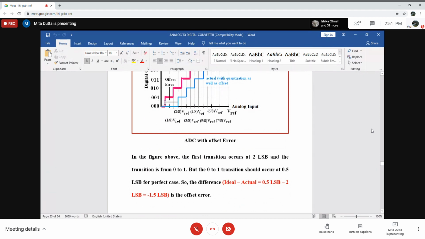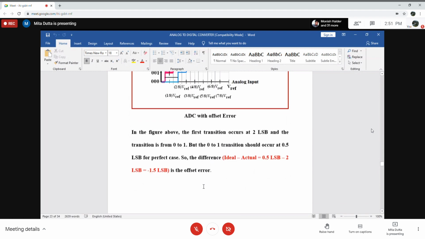In the ideal case, the 000 to 001 transition occurs at 0.5 LSB. But in the actual case, where there is an offset error, the 000 to 001 transition occurs at 2 LSB. So the difference will be minus 1.5 LSB.